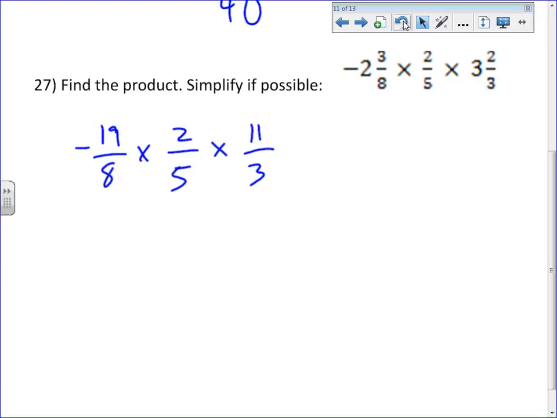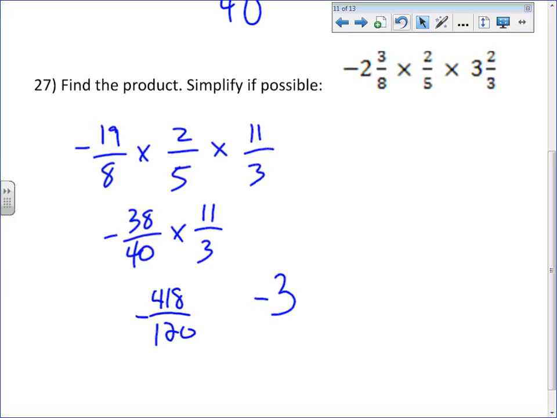So negative times a positive is a negative. 19 times 2 is 38. 8 times 5 is 40. Times 11 over 3. Negative times a positive is a negative. 38 times 11 is 418. And 40 times 3 is 120. Now I have to turn that into a mixed number. 120 goes into 418 3 times, so negative 3, giving me a remainder of 58 over 120.